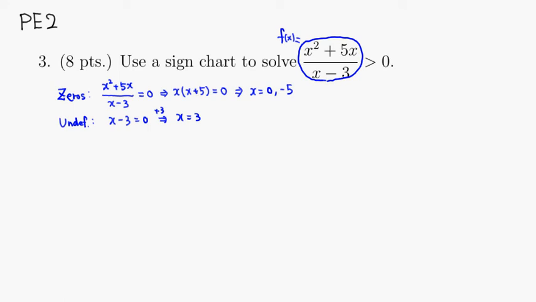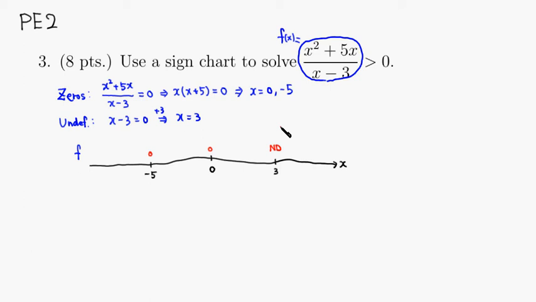We're going to use those numbers to place tick marks on the number line. It doesn't have to be in the right scale, so I just put 0 there, negative 5 there, and 3 there. Then we're interested in the sign of f. At negative 5 and 0, this function is 0 because those are the zeros. So we put 0 here and 0 there. And at x equals 3, the function is undefined, so I'll just say ND, not defined, or UD, undefined. Either way.